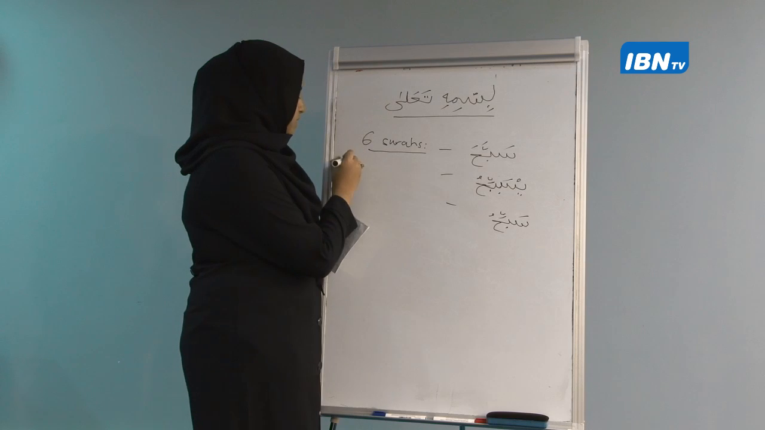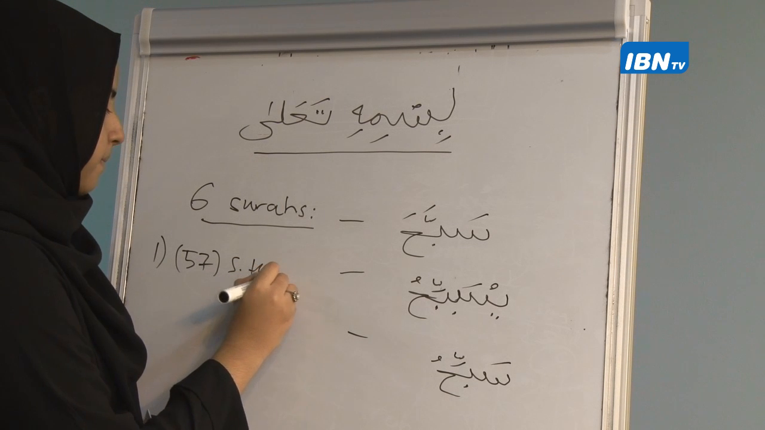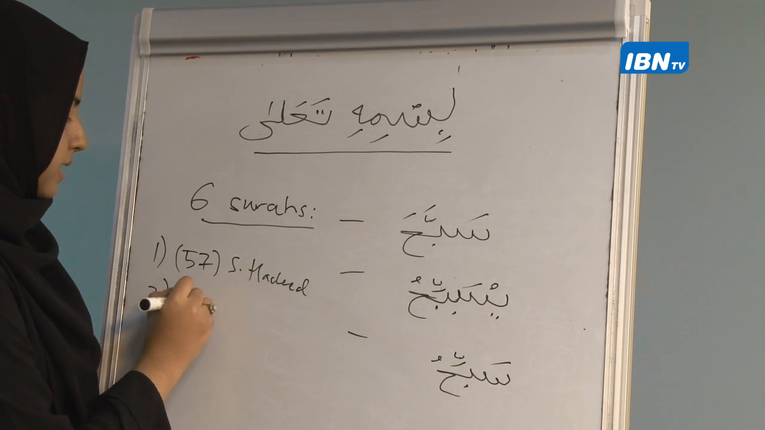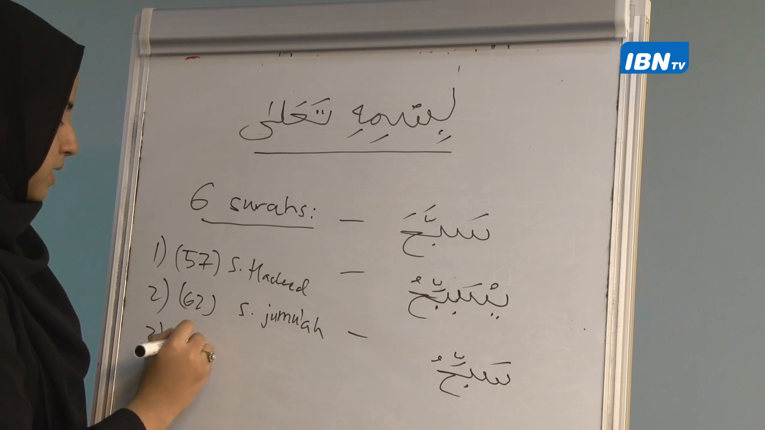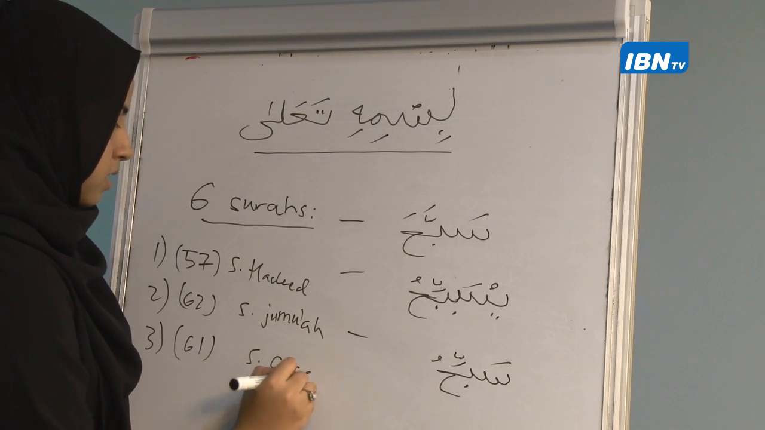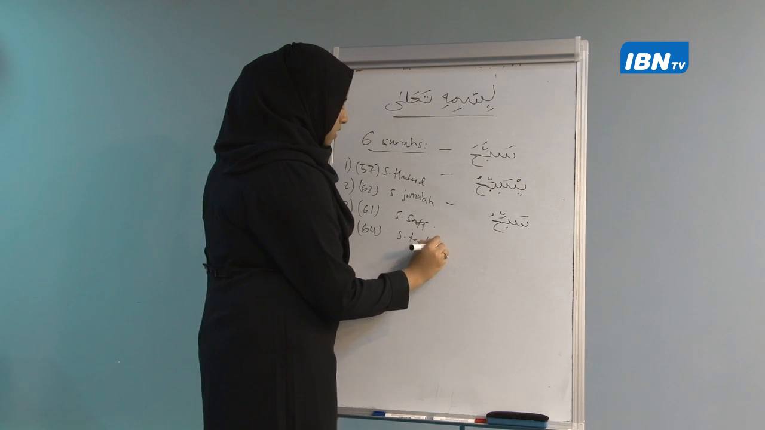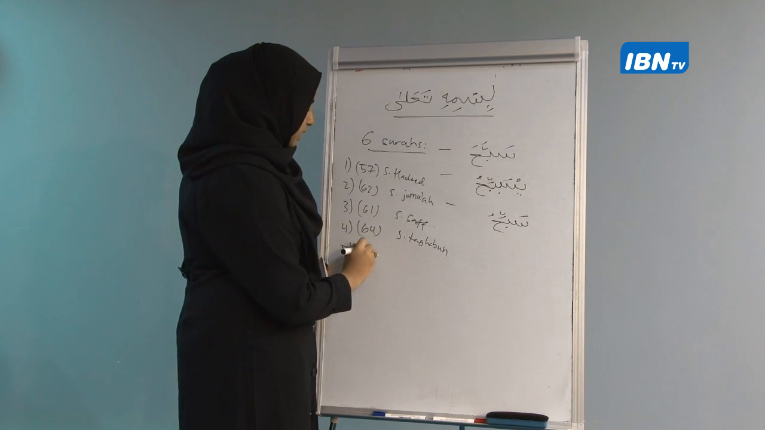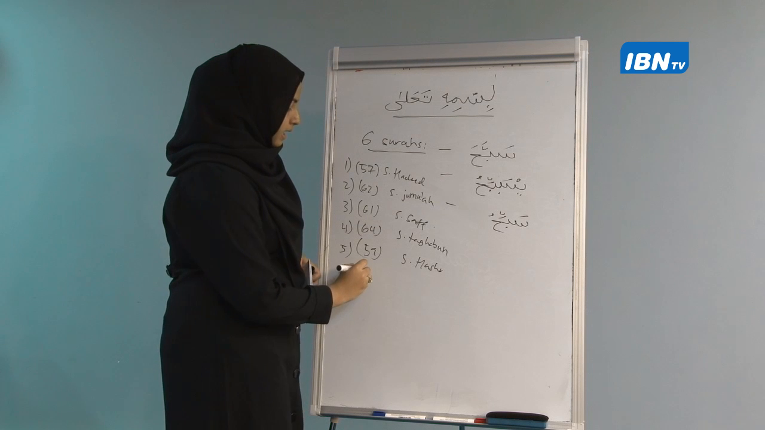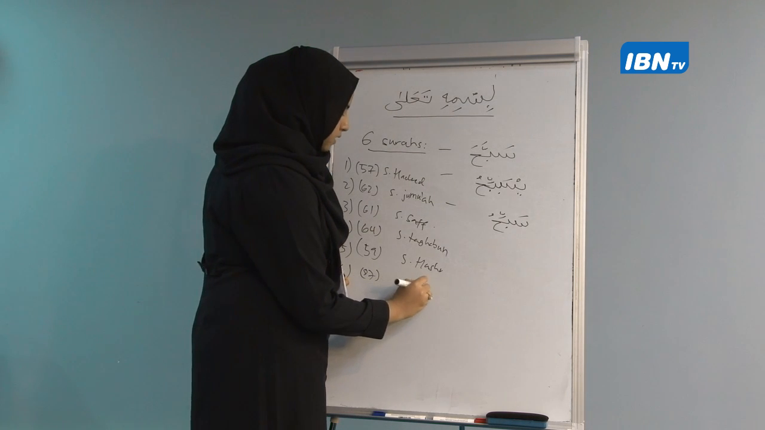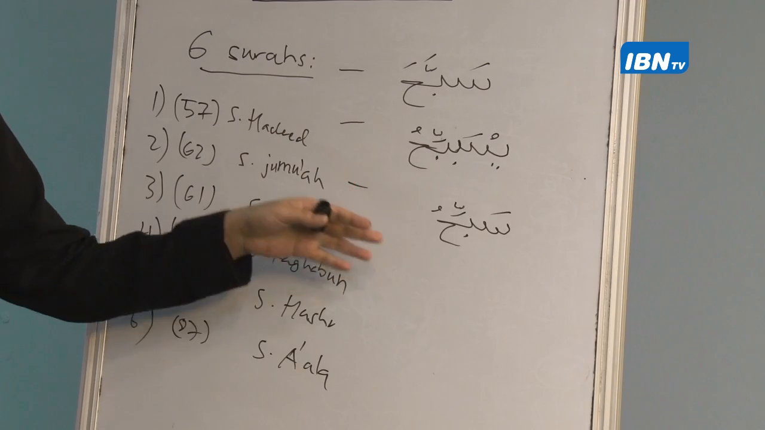And these surahs are, first of all, Surah Al-Hadid, that is chapter 57. We have Surah Al-Jumu'ah, that is chapter 62. We have Surah Al-Saf, that is chapter 61. We have Surah Al-Taghabun, that is chapter 64. Then we have Surah Al-Hashr, that is chapter 59. And finally we have Surah Al-A'la, that is chapter 87. So all these surahs either begin with Sabbaha, Yusabbihu, or Sabbihu.